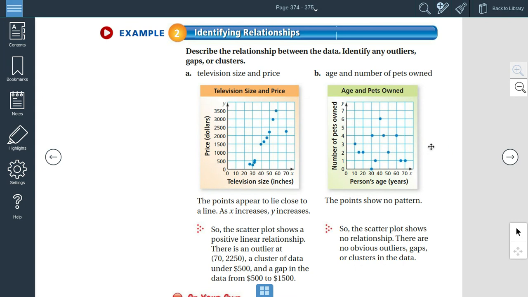I don't really see any gaps. I don't see a cluster. I don't see like people at age 30 seem to have 4. I don't see that. Seems to be they've got a wide range of ages. And then outliers, I'm not really seeing anything as an outlier because everything's random there.